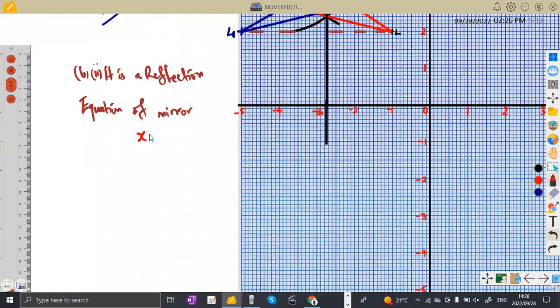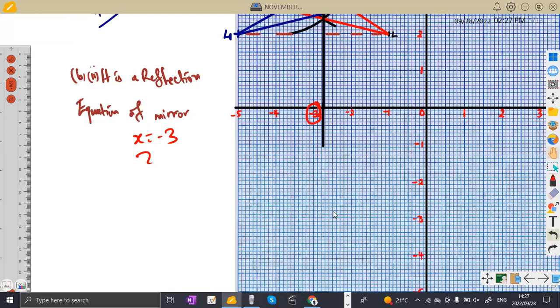So the equation of the mirror line is x = -3. It was going to pass directly through -3. These are things that you can also use in an exam to prove that you are doing the actual thing. So do not just draw, also write. Anyway, guys, cross check on that one.